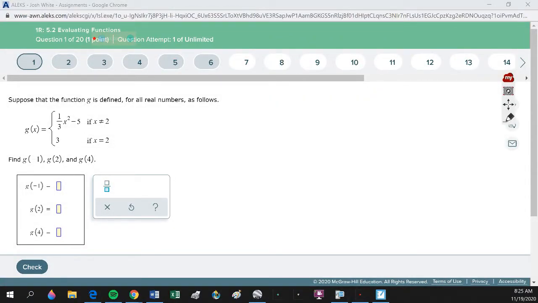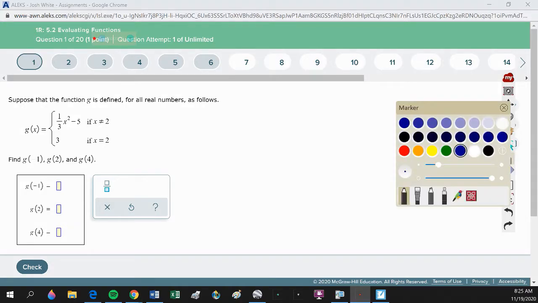Okay, 5.2. We are going to continue with functions. So the first question deals with what are called piecewise functions. And they're a little bit weird. In a regular function, you take a number, you plug it into the equation, and it spits out an answer.